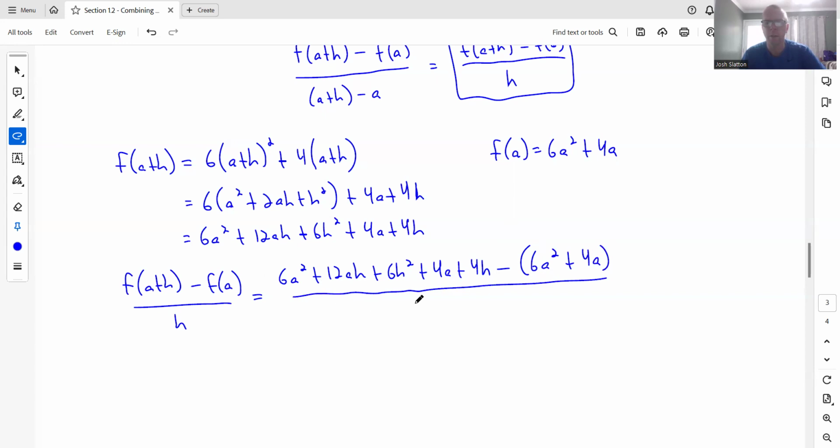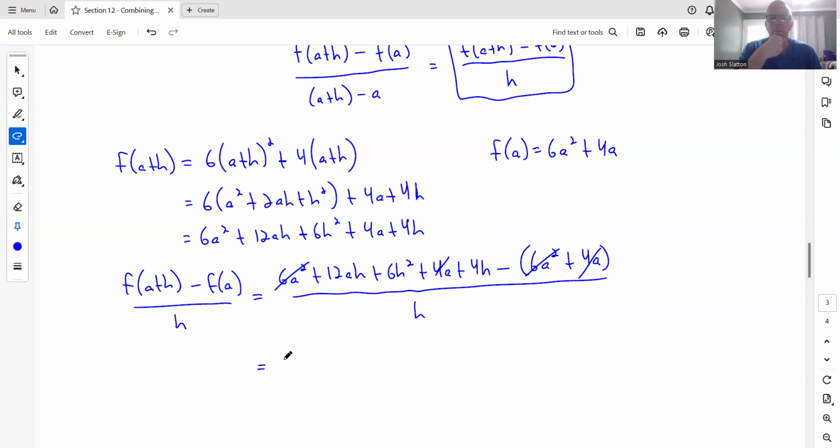Now, when you do this, well, when you simplify the top, anything without an h is going to cancel. So we have 6a squared minus 6a squared. Those are going to cancel off. We have 4a minus 4a, so those are going to cancel. And then we have 4h. So we're only left with these three terms that have the h in them. And it will always work out that way.